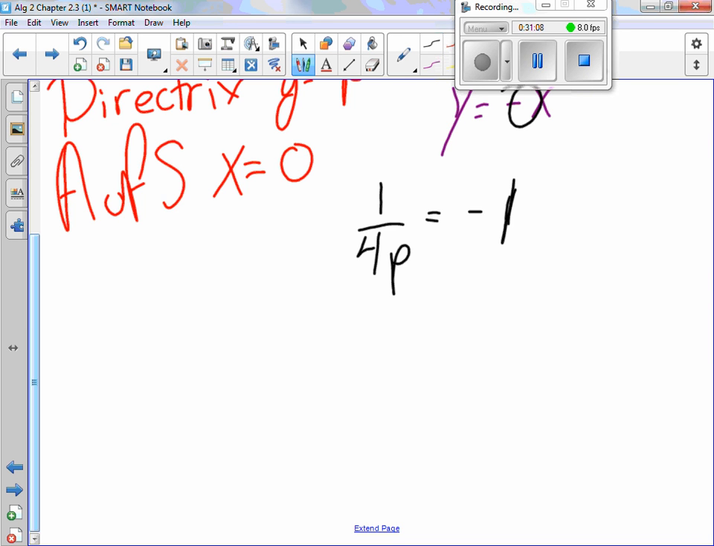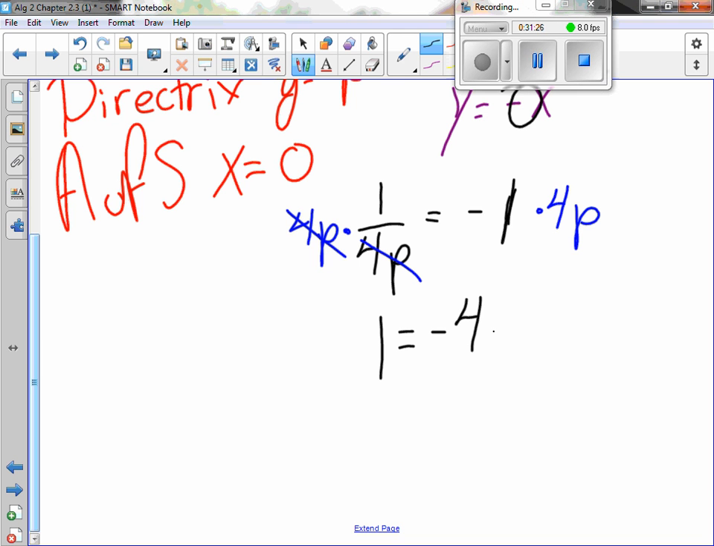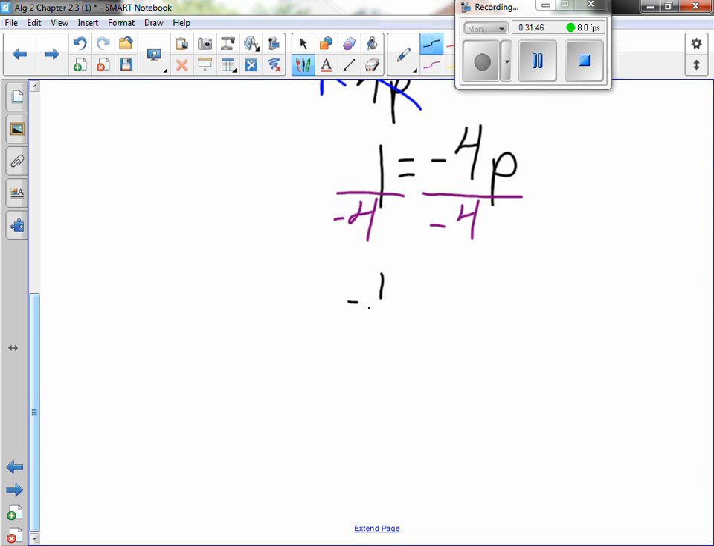Now we need to solve for the value p, and our first step is always the same. The first step we do is to multiply both sides by 4p. Because 4p and 4p will simplify, leaving me with 1 is equal to negative 4p, because negative 1 times 4p is just negative 4p. Last but not least, we need to get p by itself, so we're going to divide both sides by negative 4, which tells me negative 1/4 is equal to p.